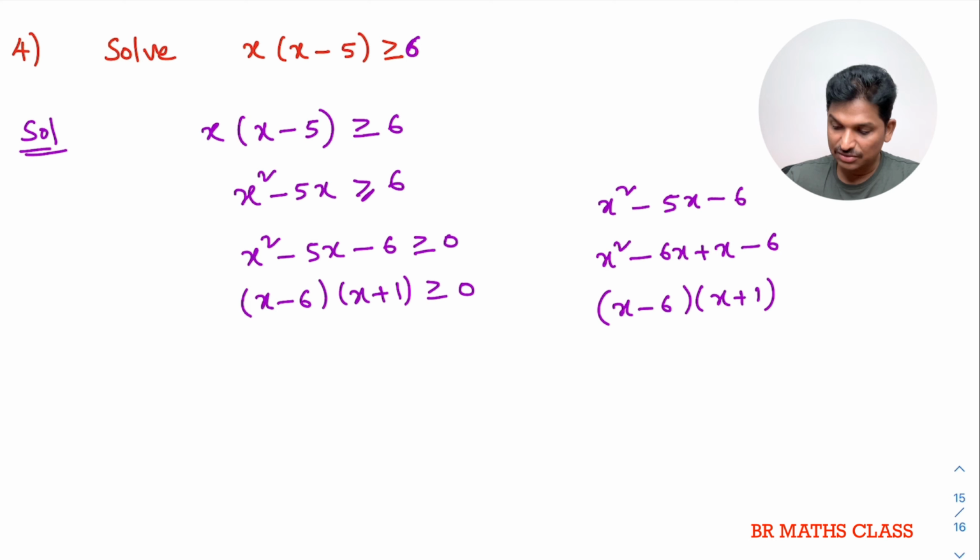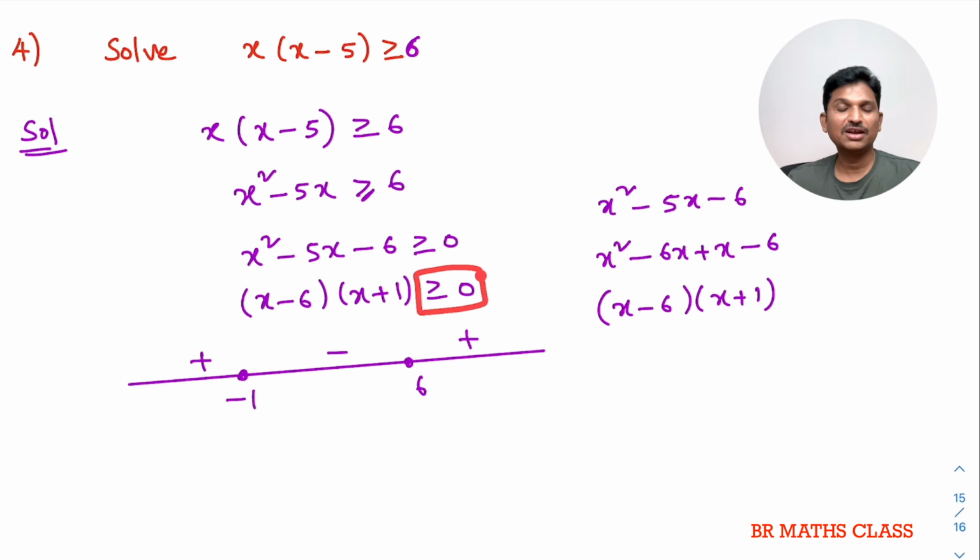See, equate this to 0, you will get x equal to 6. Equate this to 0, you will get x equal to minus 1. Mark them on the number line. One is minus 1, another one is 6. In the rightmost corner you write plus and then alternate symbols. Here what sign is there? Greater than or equal to 0. Greater than or equal to 0 means you need to look for positive sign, correct? That means which part? You observe here positive sign, in this zone. Here greater than or equal to is there. That means these points are also included.